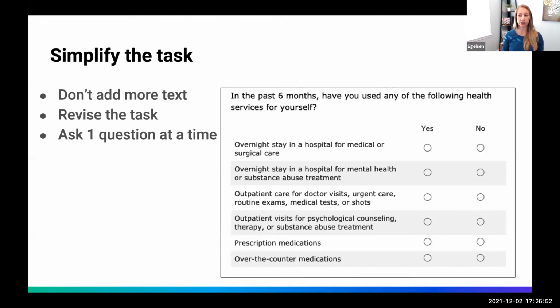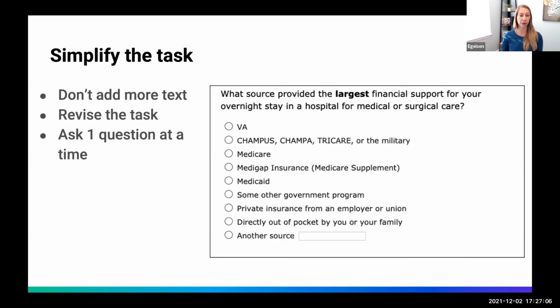So this first question is just about whether they have used these services in the past 6 months. Simple yes or no for each of them, pretty quick and straightforward to answer. And then if they answer yes to any of them, we ask them the follow-up questions.